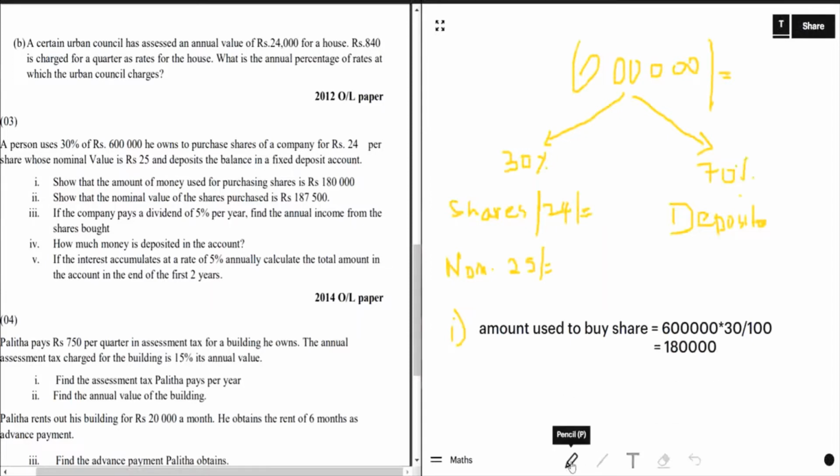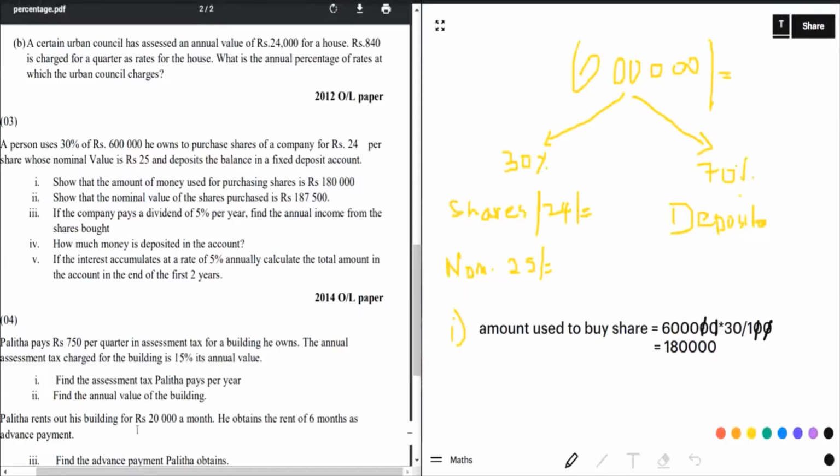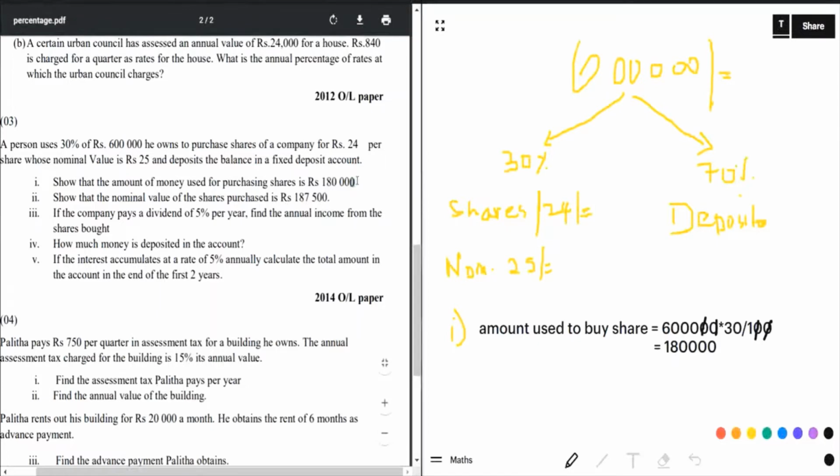So we can do the simplification like this. This 2 gets cancelled off, and this gets cancelled off. 6,000 into 30 is 180,000. That's how you get the answer for the first question.